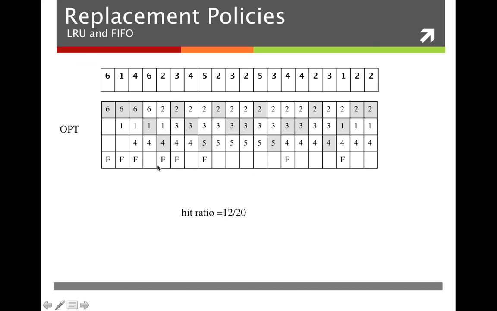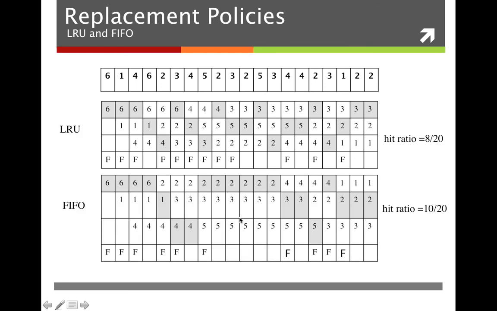So when you add these numbers up, 3, 5, 6, 7, 8, that means 12 over 20. So that's the highest hit rate among the 3 we picked. And of course, this is an optimal algorithm.